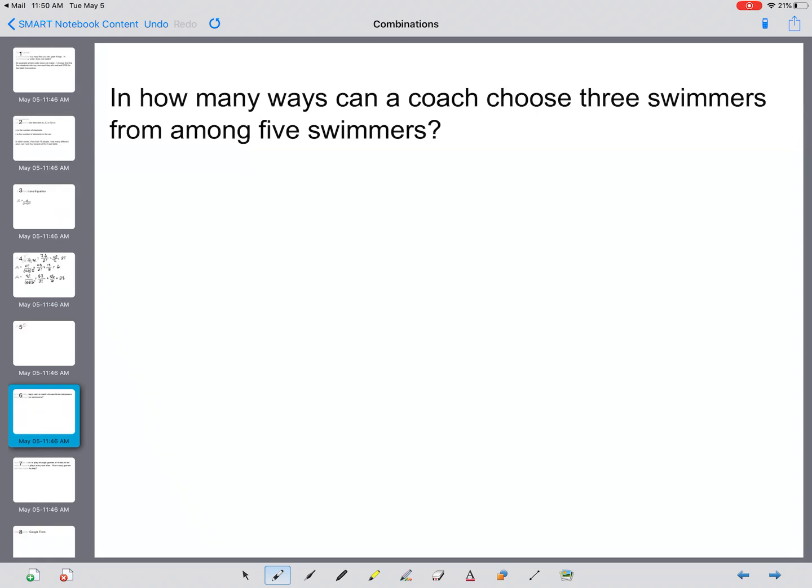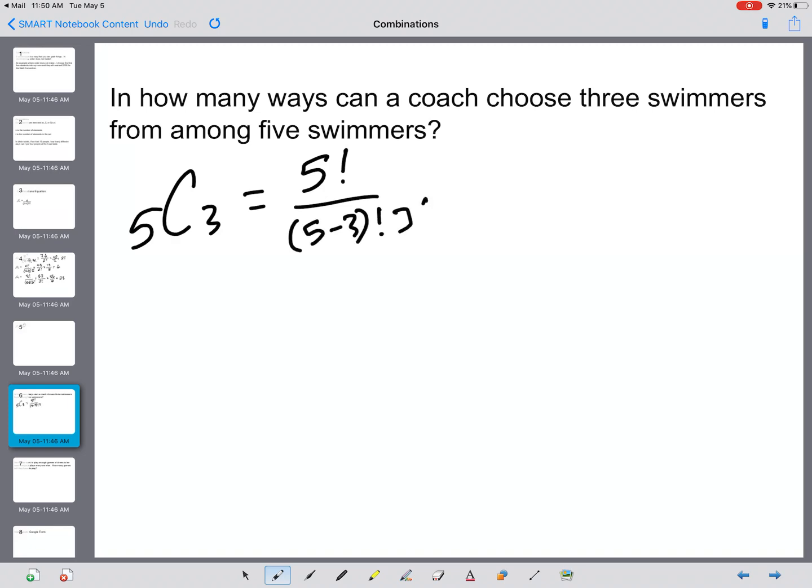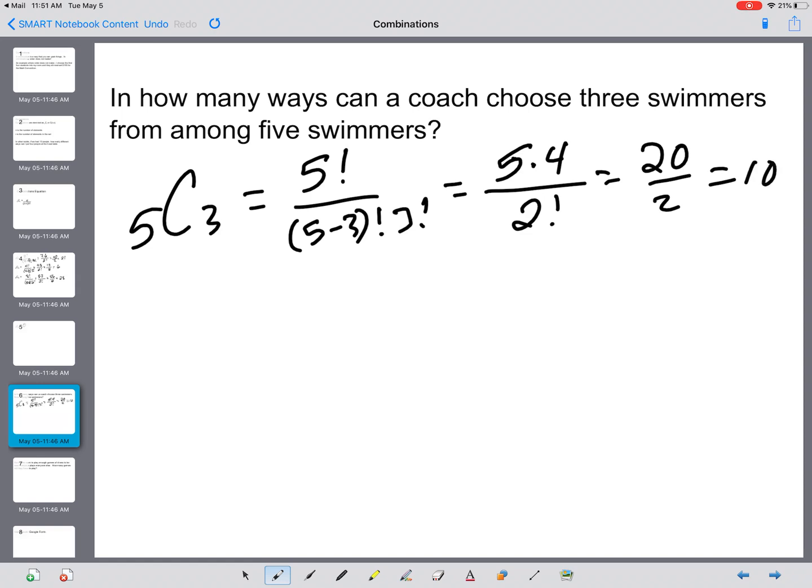How many ways can a coach choose 3 swimmers from among 5 swimmers? So I want 5 combination 3. That's 5 factorial over 5 minus 3 factorial times 3 factorial. The 3 factorial cancels. So I get 5 times 4 over 2 factorial, 20 over 2, which is 10. Simple as that.